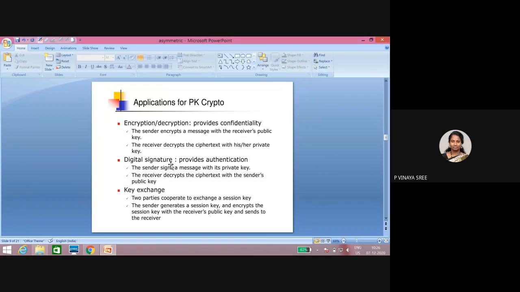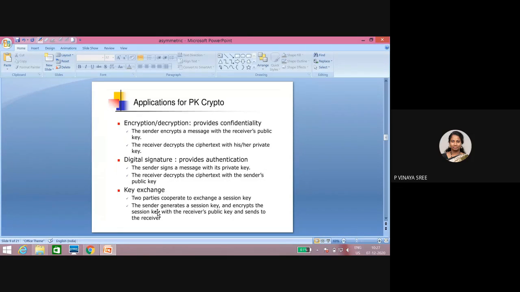Digital signature provides authentication. The sender signs a message with its private key. Amazon will give a logo or its address saying that this is a parcel from Amazon. So what will the sender do? The sender will sign that this is the message that I am sending, not someone else. So a digital signature provides authentication. The sender signs a message with its private key. The receiver decrypts the ciphertext with the sender's public key. Why? Because the receiver can know the public key of the sender.